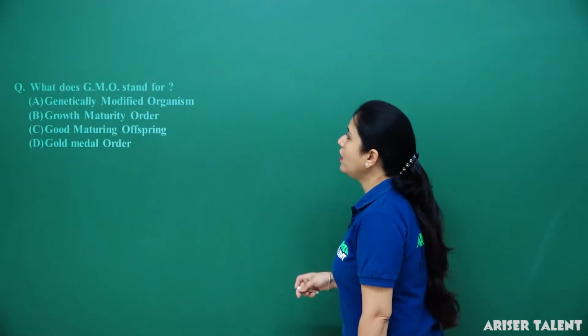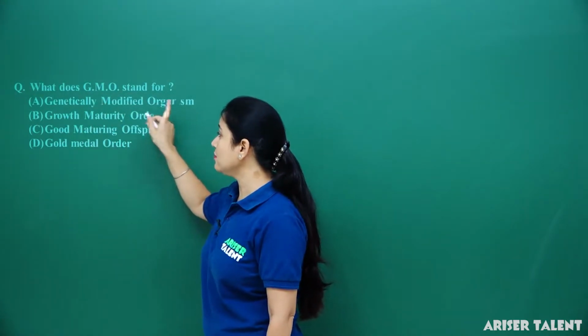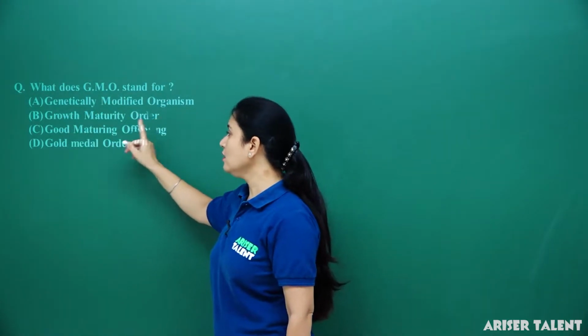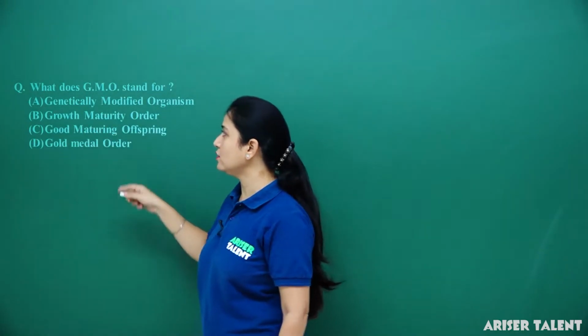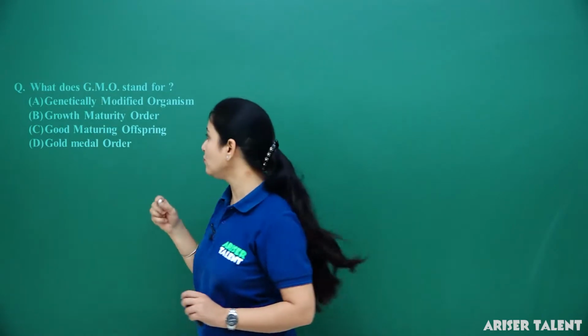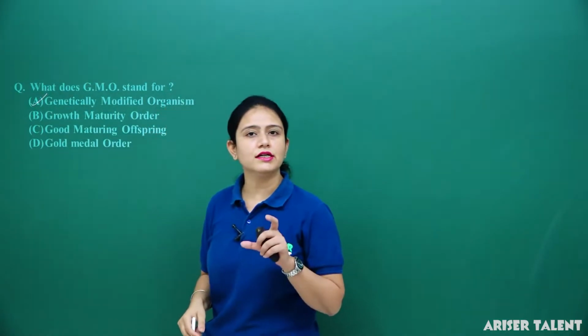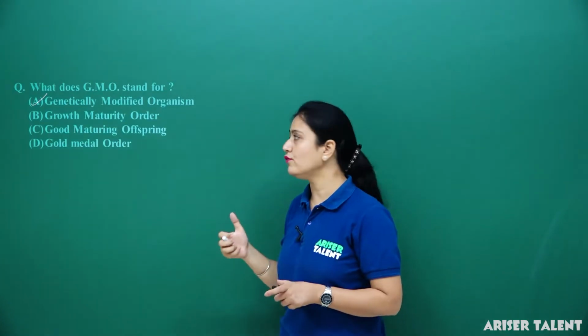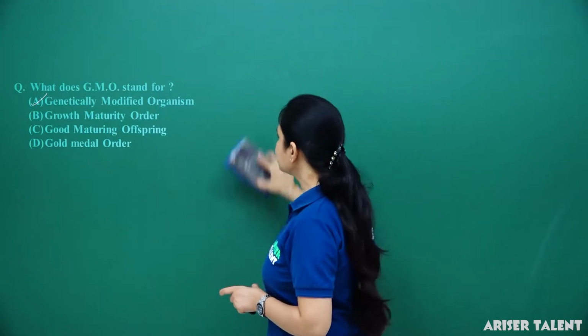Next is, what does GMO stand for? Genetically modified organism, growth maturity order, good maturing offsprings, or gold medal order. Generally GMO stands for what? Genetically modified organism. So option A is the correct answer. The full form of GMO is genetically modified organisms.